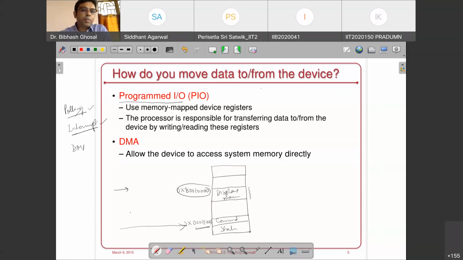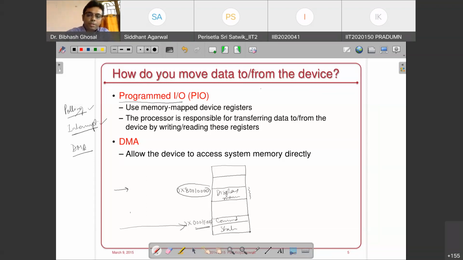And the third was DMA, when there is a separate entity or a separate controller that takes care of the communication between the hard disk and the memory, because the data that you actually have to bring in has to be from the hard disk to the memory.